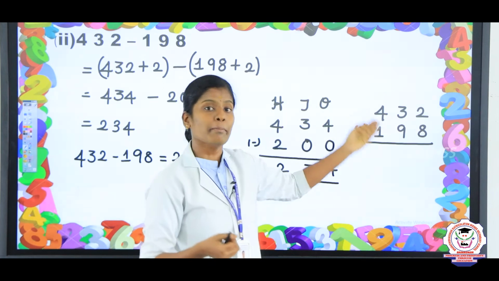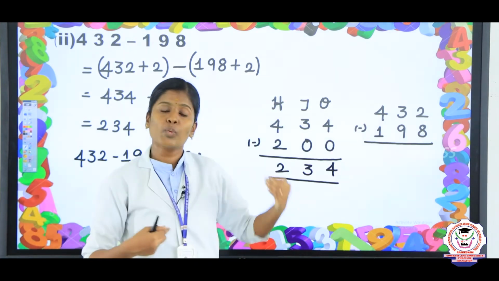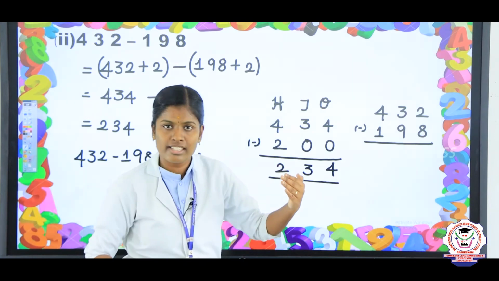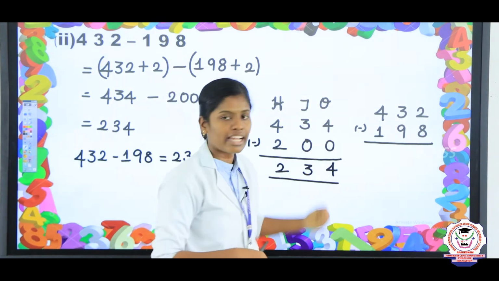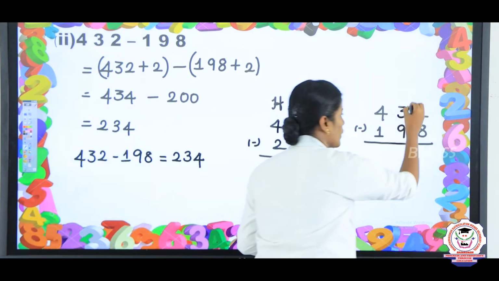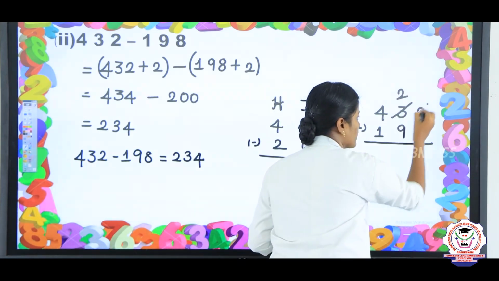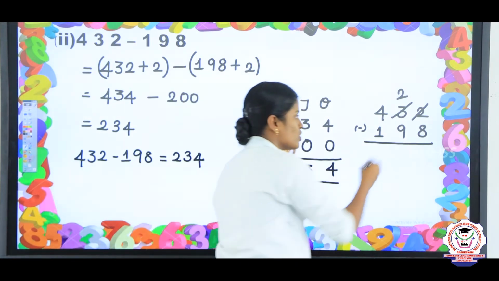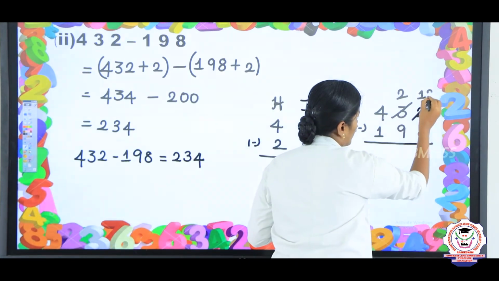Now we are going to borrow from the number before. The numbers before are 3 tens and then 9 tens. So 3 tens will change into 2 tens, so 3 will change into 2. The 2 ones will change into 12 ones. Right? 12. Now what is the answer?